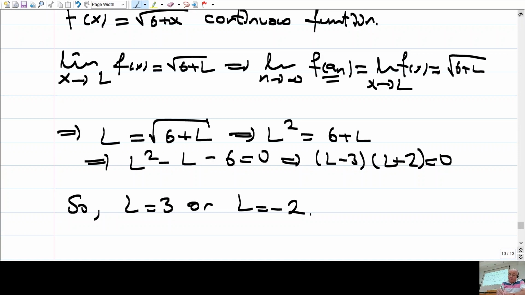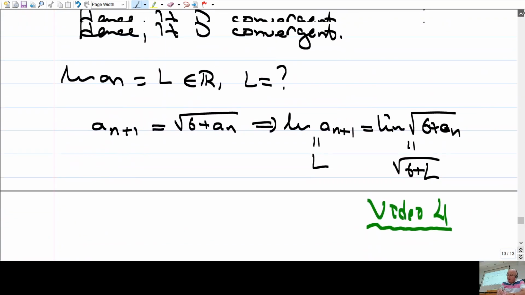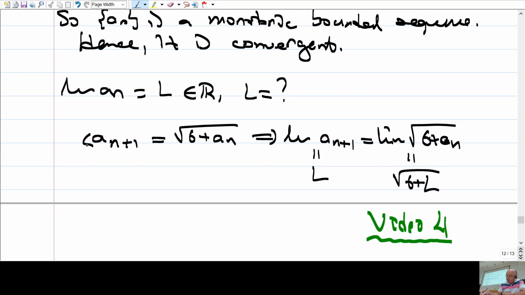Well, one thing we know is the following. The a_n are always larger than 1, right? Therefore, its limit will be larger than or equal to 1.